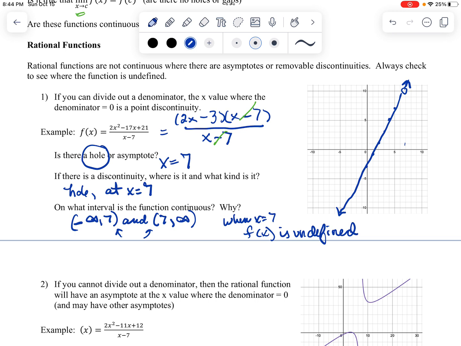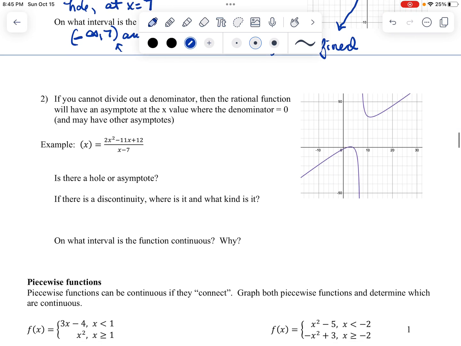We're dividing by 0, which makes it undefined. So that's condition number 1. That's a point discontinuity, or a hole, and that occurs where the denominator is 0, but when you simplify, you can factor out the denominator.